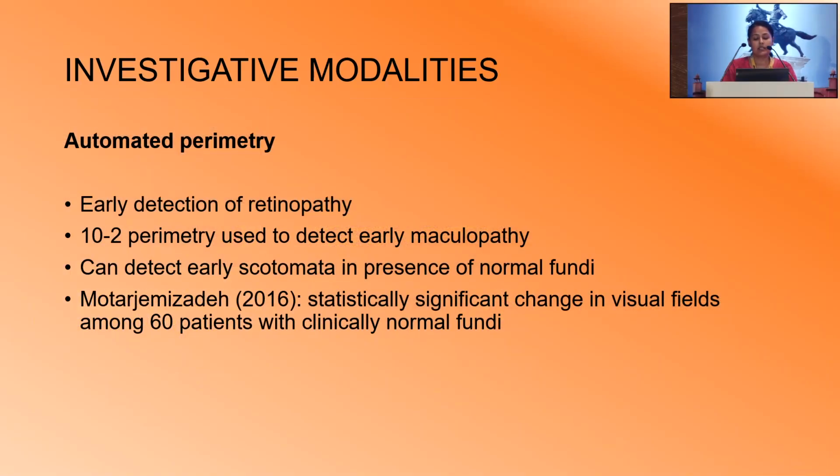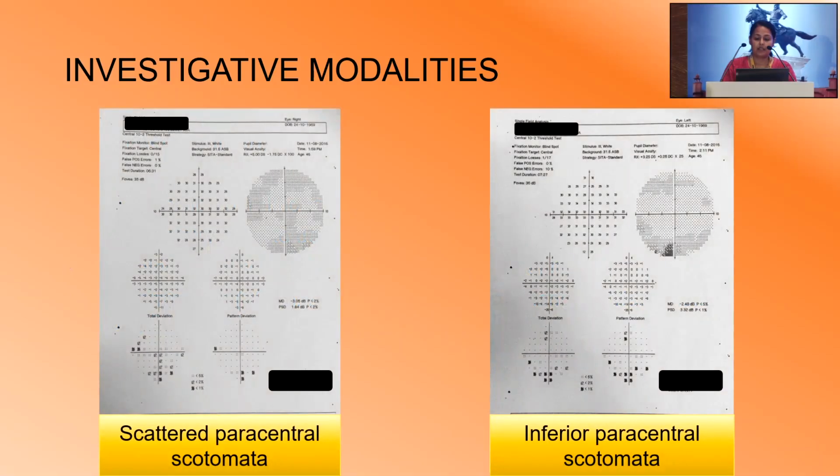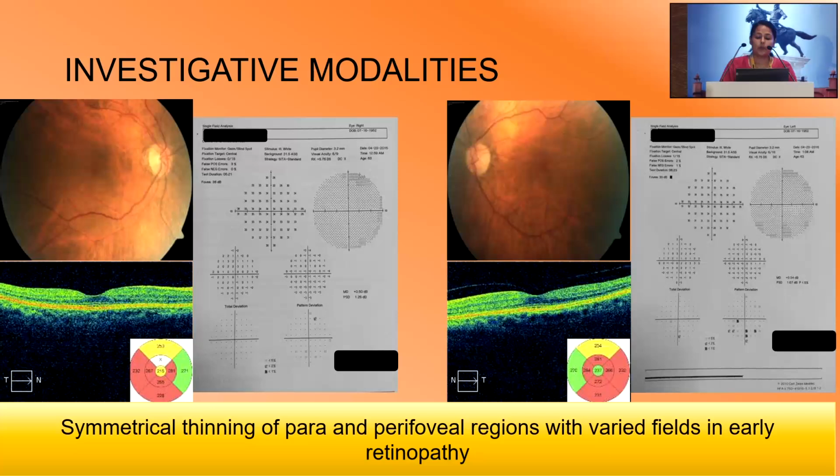Perimetry enables early detection of asymptomatic scotomata. However, it is important to note that no specific pattern of field loss can be expected, and fields may not always be consistent with other findings. These are some types of field defects that can be seen during screening. Here we can see a symmetric retinal thinning on OCT in both eyes with similar clinical picture, but with grossly different visual field findings.